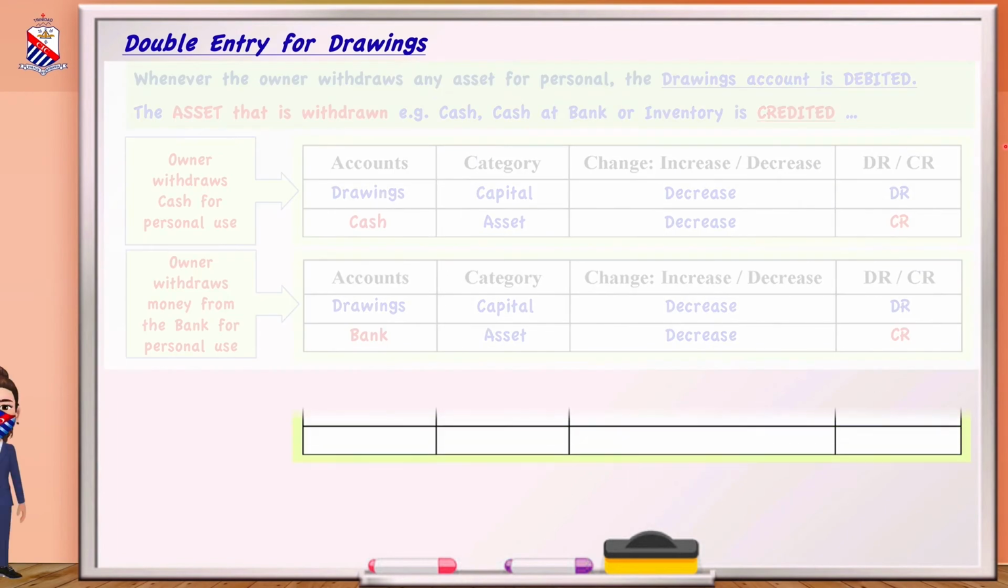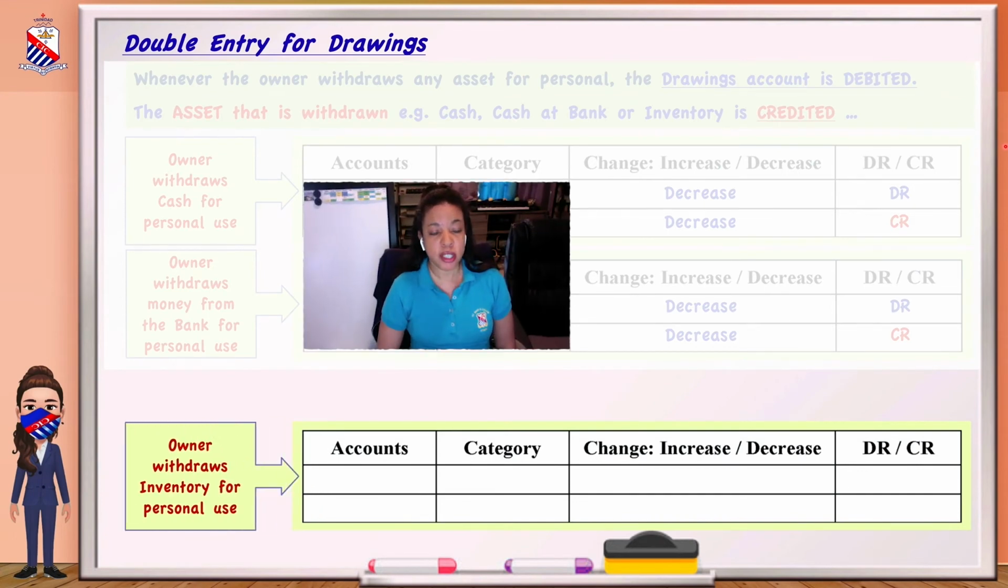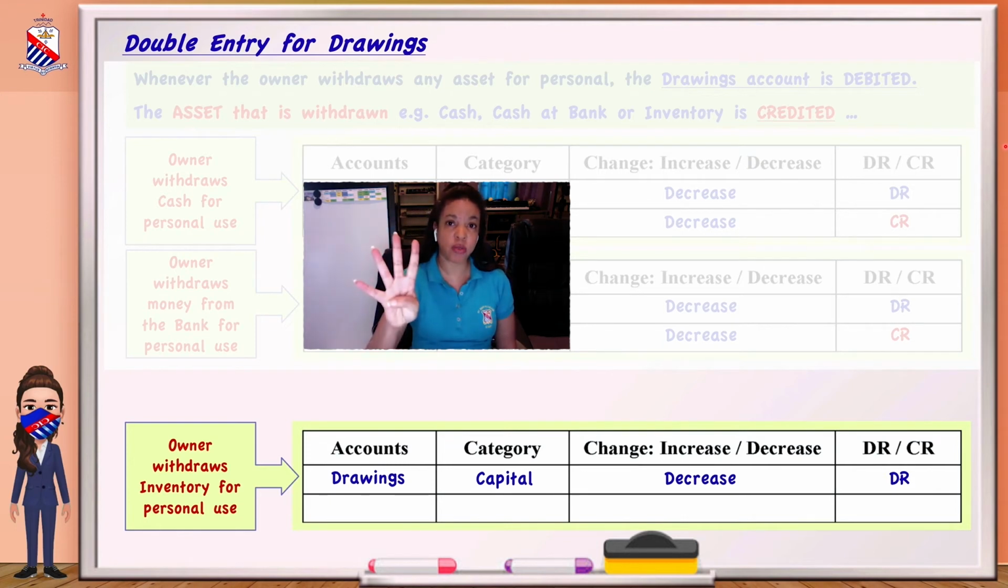All right, so there's one more asset that can be withdrawn from the business by the owner for personal use, and that would be inventory. So if the owner withdraws inventory for personal use, once again, you debit drawings. But which inventory account will you credit? Because the asset is inventory, but remember what we learned earlier. We learned earlier that inventory has 4 accounts: sales, purchases, returns in, returns out, or sales returns, purchases returns.